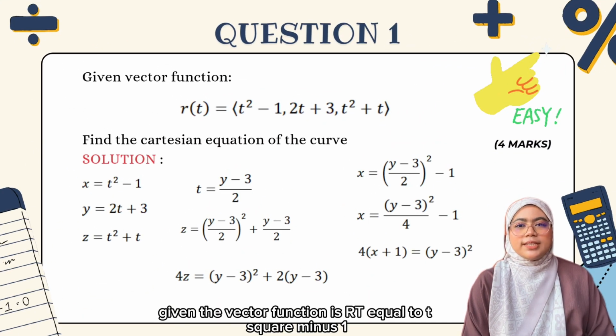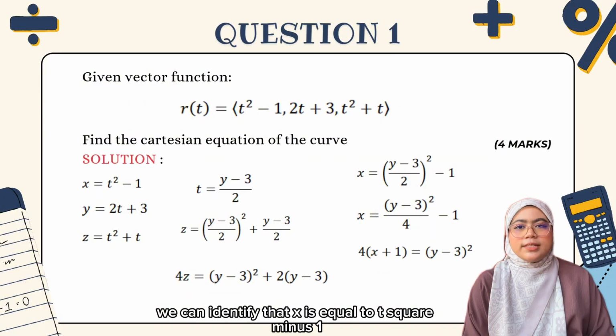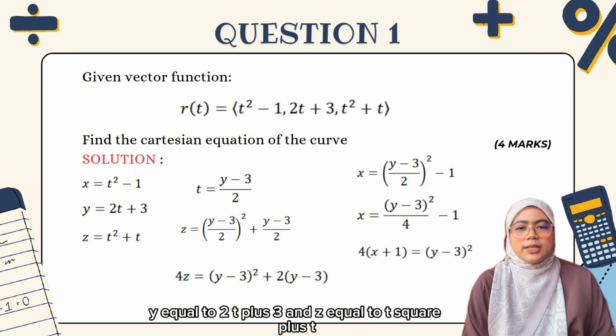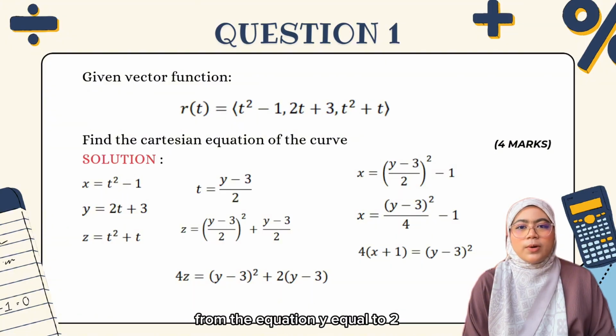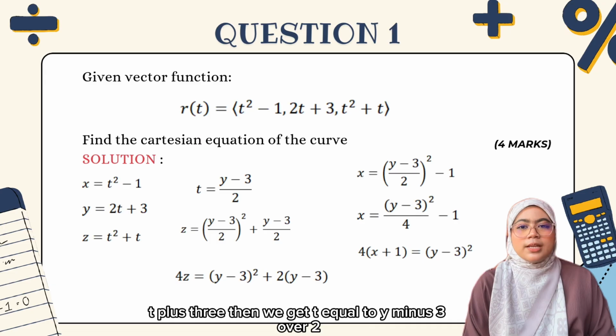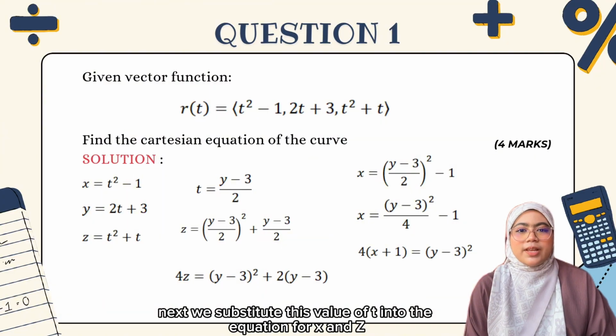Given the vector function is r(t) = (t² − 1, 2t + 3, t² + t), we can identify that x equals t² − 1, y equals 2t + 3, and z equals t² + t. First, we must express the parameter t in terms of y, from the equation y = 2t + 3. Then we get t = (y − 3)/2. Next, we substitute this value of t into the equation for x and z.